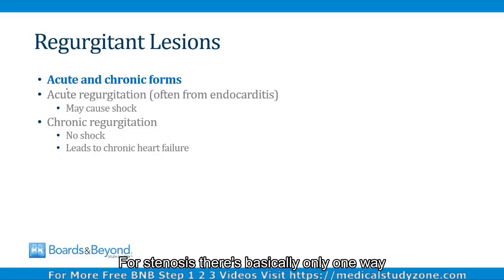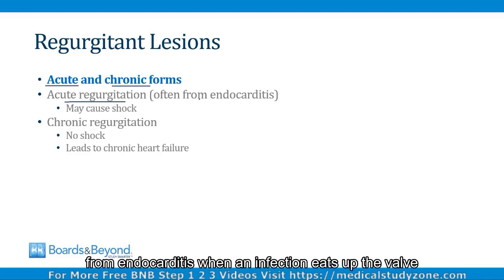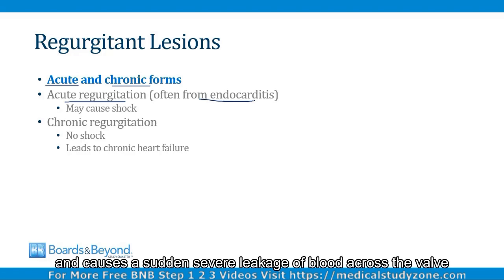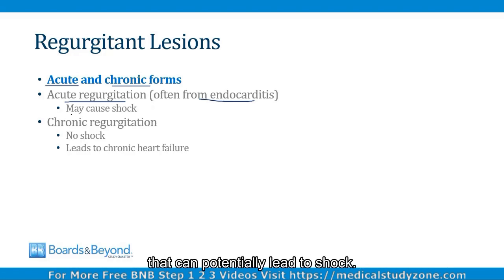For stenosis, there's basically only one way that stenosis presents, but for regurgitant lesions, there are two ways in which they can present. One is the acute form and one is the chronic form. If a heart valve develops acute regurgitation that occurs suddenly, for example, from endocarditis, when an infection eats up the valve and causes a sudden severe leakage of blood across the valve, that can potentially lead to shock.